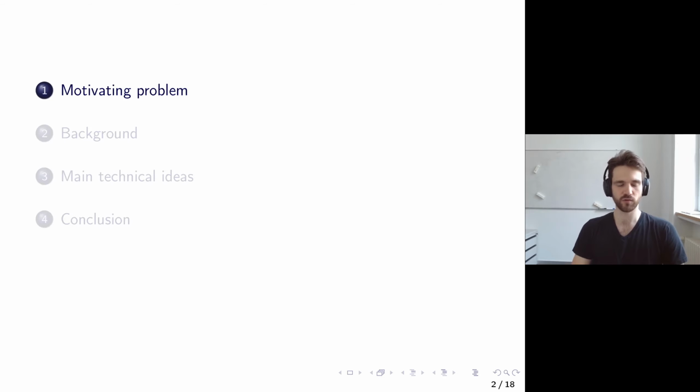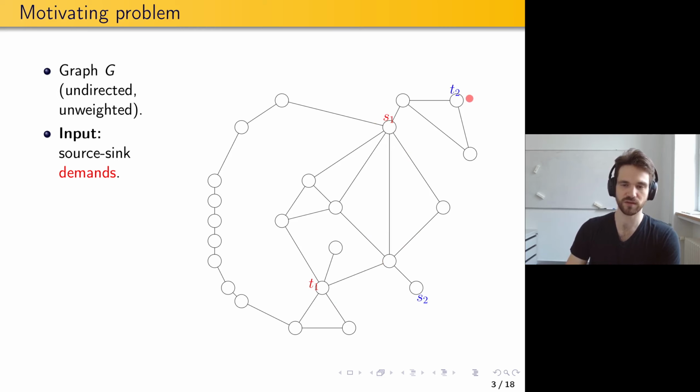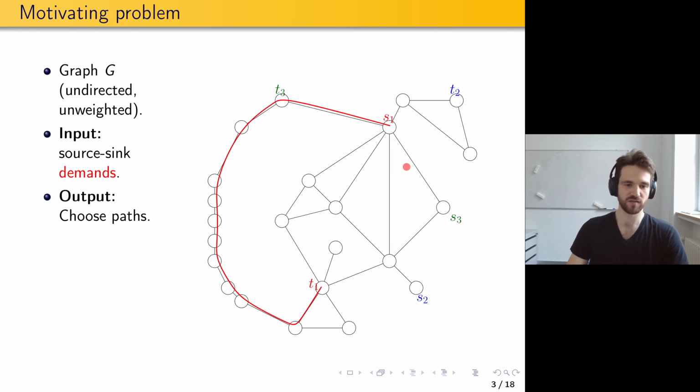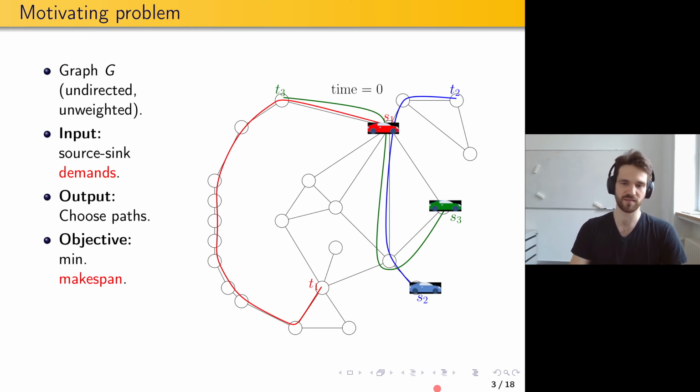So the first thing we're going to do, I'm going to motivate the problem for you. Imagine the following. You are given a graph G that is undirected and unweighted, and on this graph G you have a bunch of source-sink demands. You can see you have S1 and T1, then S2 and T2, and S3 and T3, and you want to choose paths between them. So you might choose this path between S1 and T1, the blue one, and the green one. Okay, you chose those paths. How do you want to choose them? You want to choose them to minimize the makespan. All right, what does that mean?